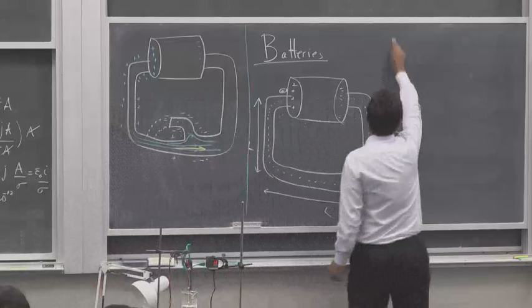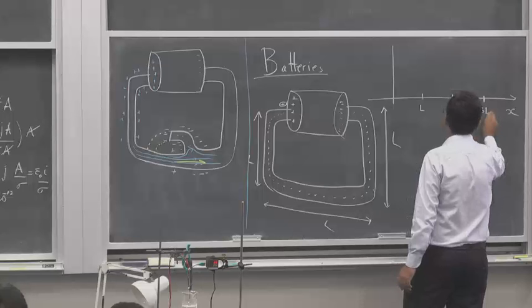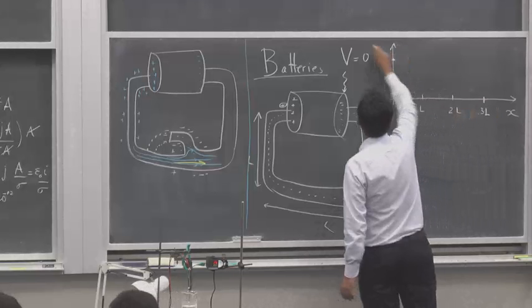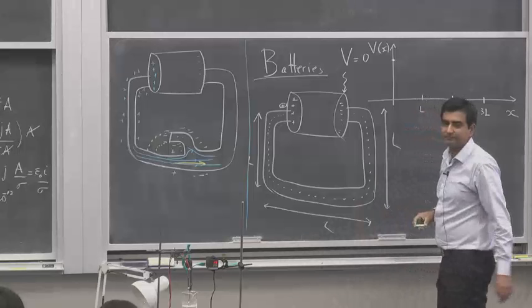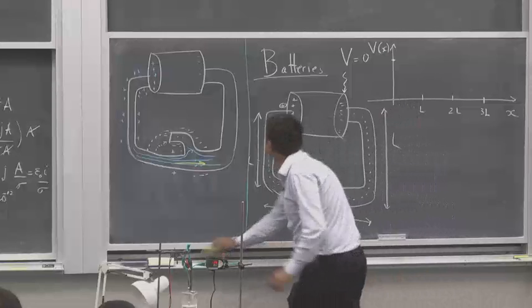So if this is my distance x along the wire, this is point L, this is point 2L, this is point 3L. I start off at some potential. Suppose the potential here is zero. So here the potential is zero, and I'm going to draw the potential of the different points inside this wire. And if I multiply this with the charge on a single mobile charge carrier Q, it's going to give me the potential energy of this charge.